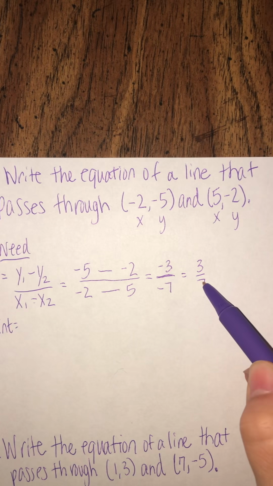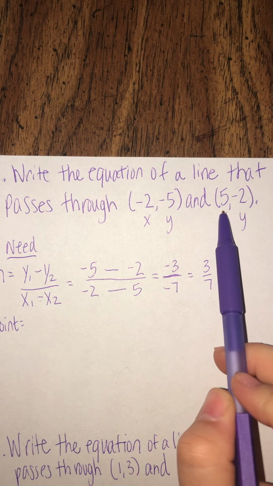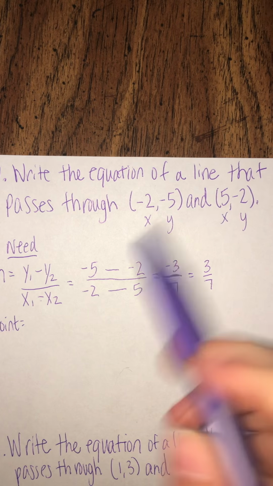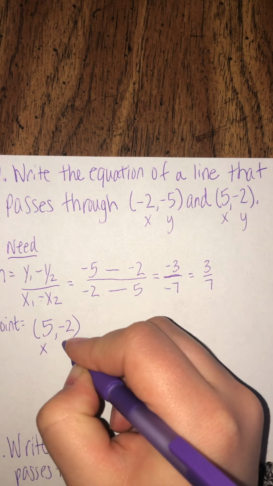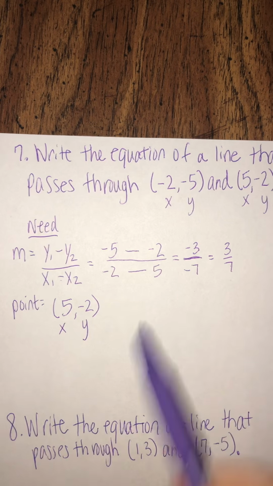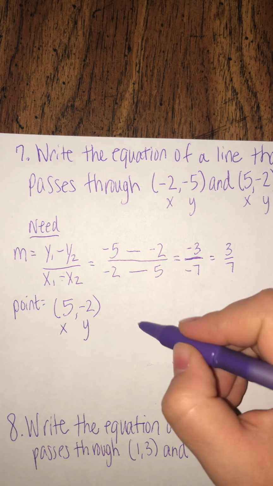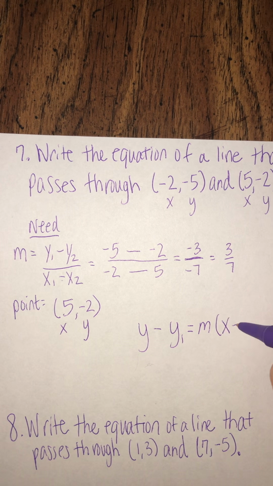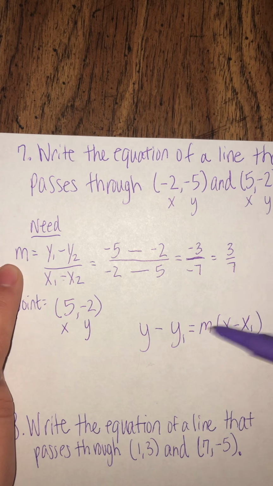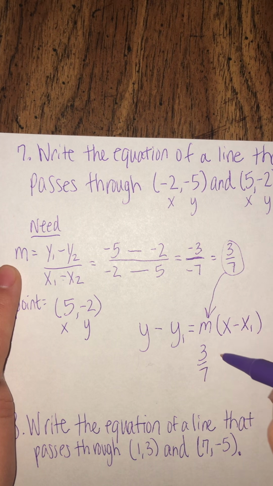So we have our M. We're going to take a look at our 2 points. I kind of like this one better because it's less of a negative point. So I'm going to put that one down. And I'm still going to remind myself that that's our X, that's our Y. So I've got my slope that I've calculated. I've got my point. And in order for me to write the equation, we are going to use our point slope formula. Okay? Our M gets thrown right where the M is. 3/7.